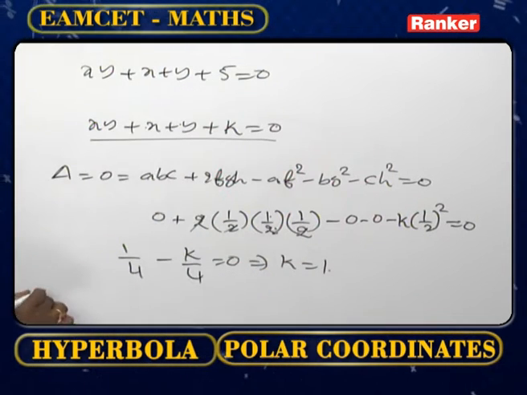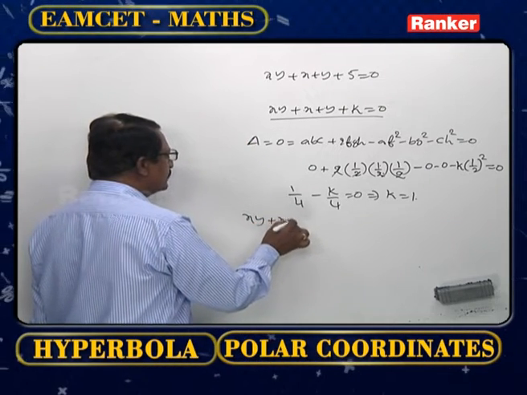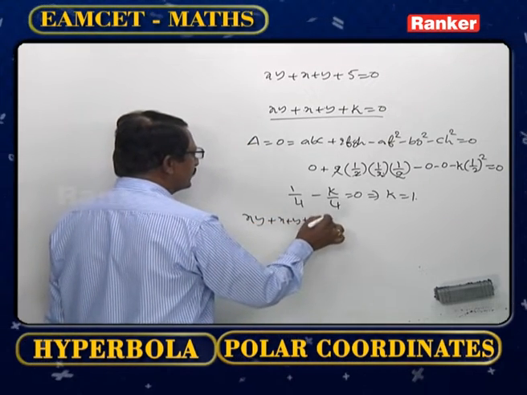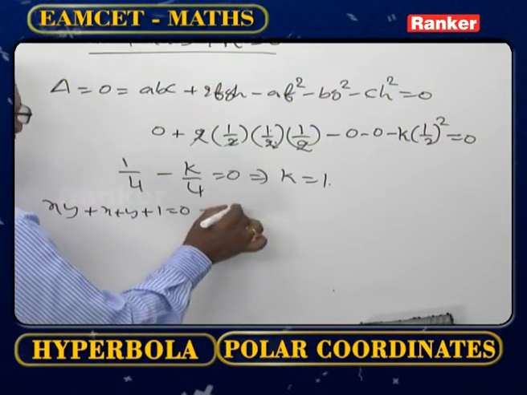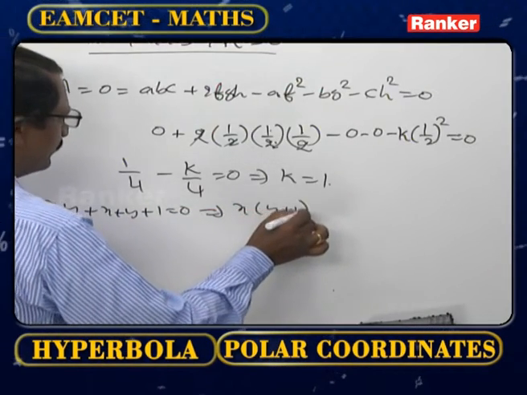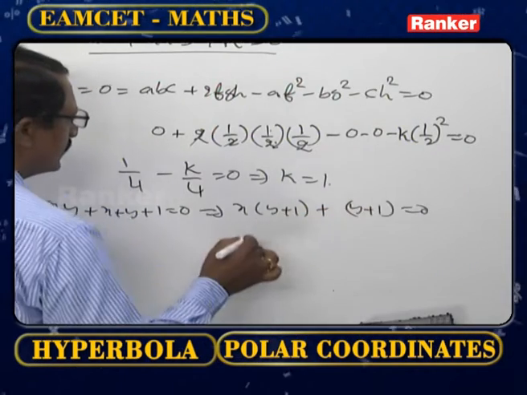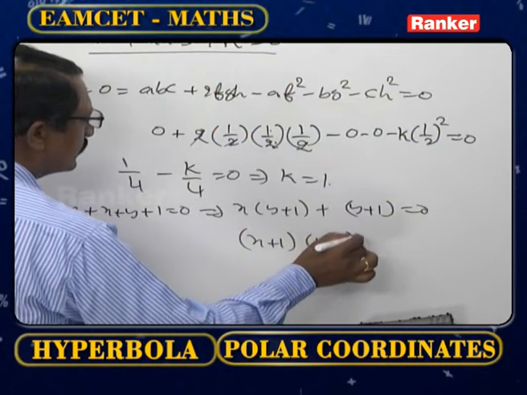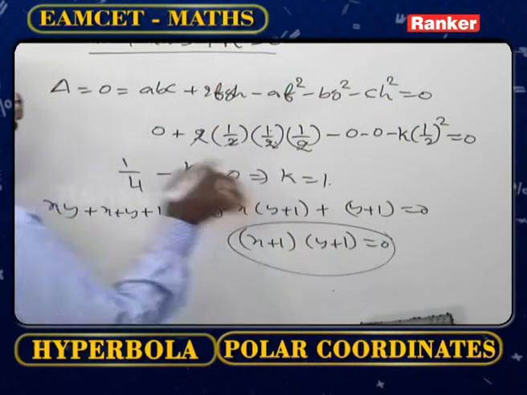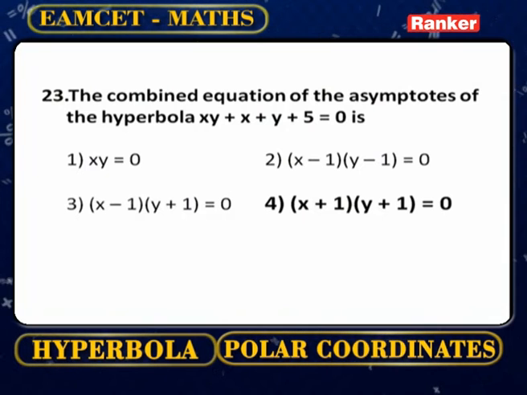Then the required equation of the asymptotes is xy plus x plus y plus 1 equals 0. Now, by factorization, in the first two terms x is common: x into (y plus 1) plus (y plus 1) equals 0. Now (x plus 1) into (y plus 1) equals 0 is the required asymptotes equation. Now, fourth option is correct.